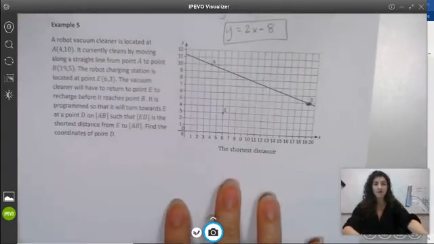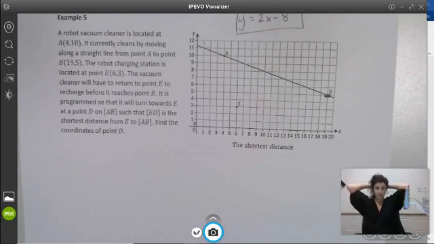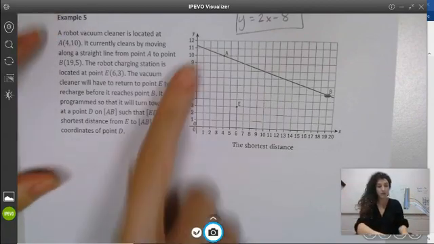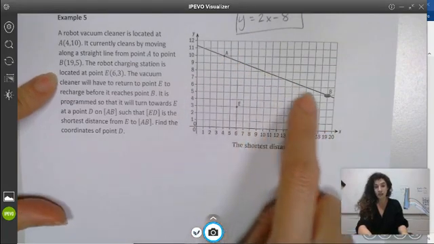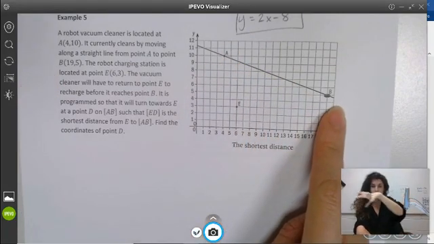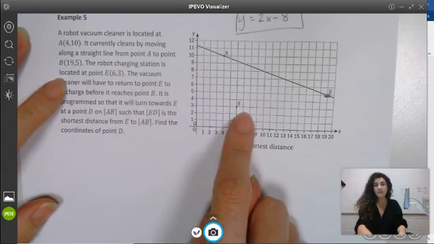So example number 5. A robot vacuum cleaner is located at point A, which is at (4, 10). It currently cleans by moving along a straight line towards point B. So this is the trajectory of this robot, the little Roomba that's moving across the floor. The robot charging station is located at point E.